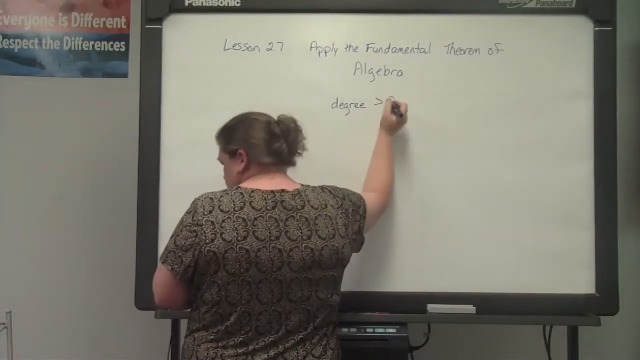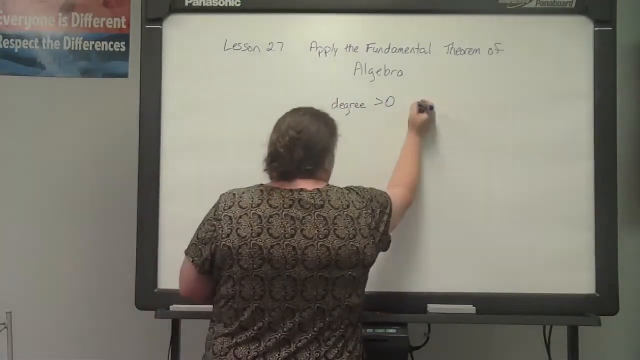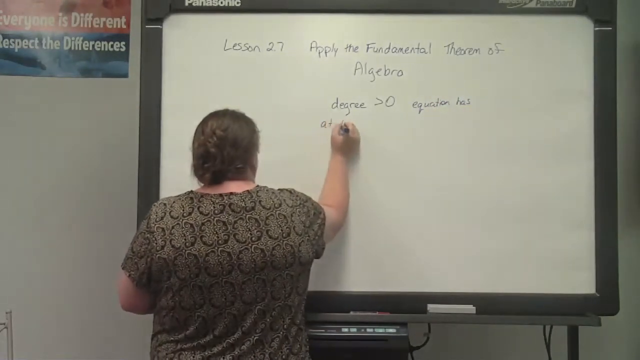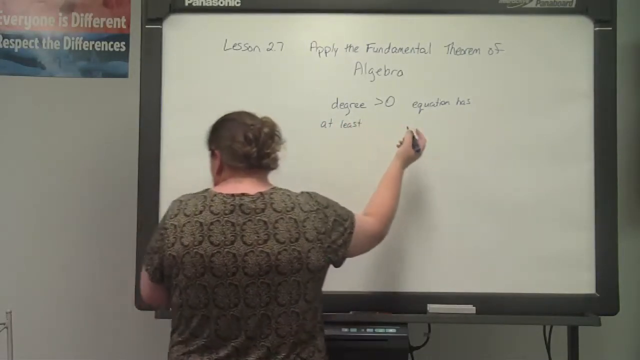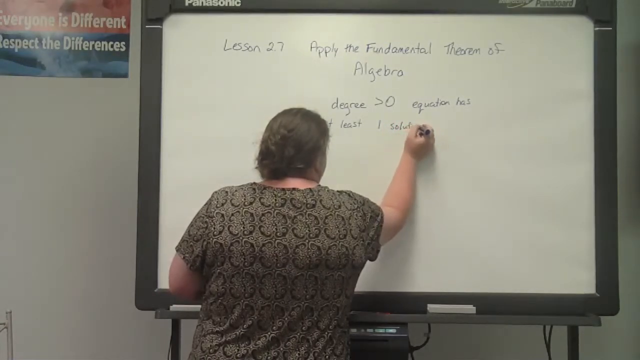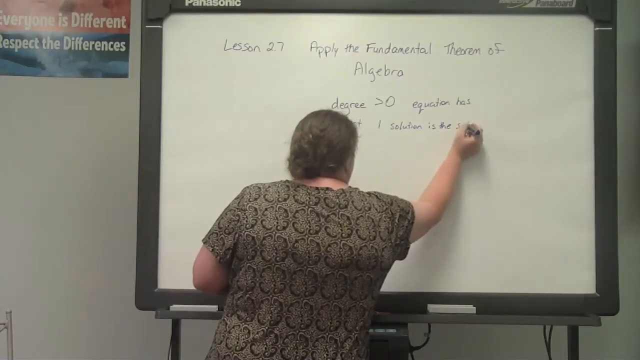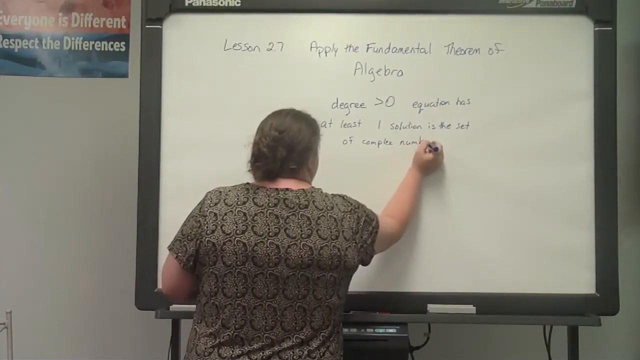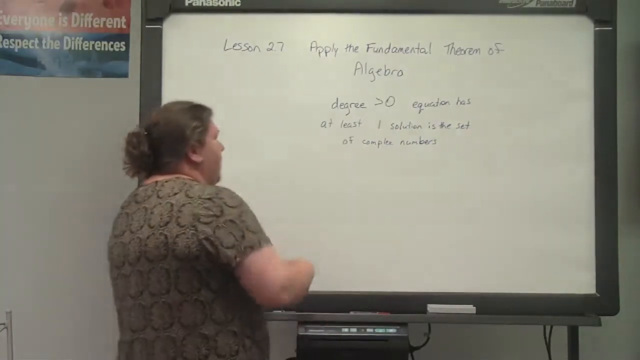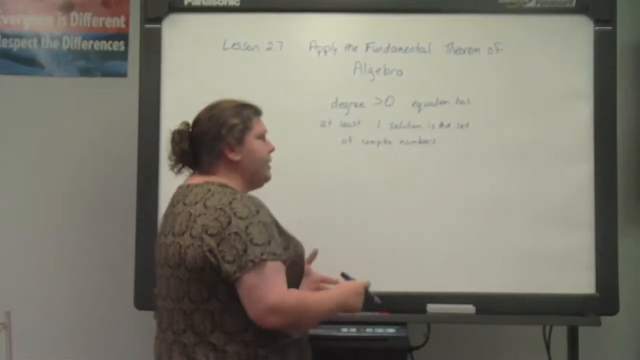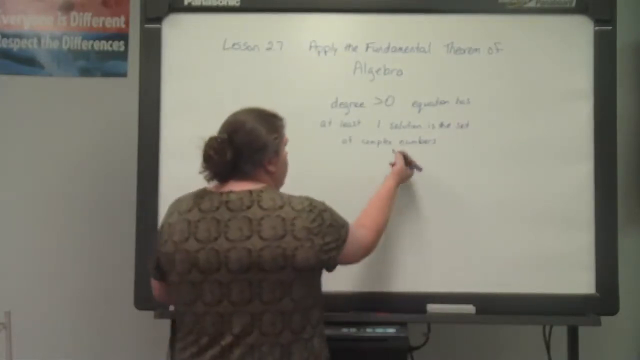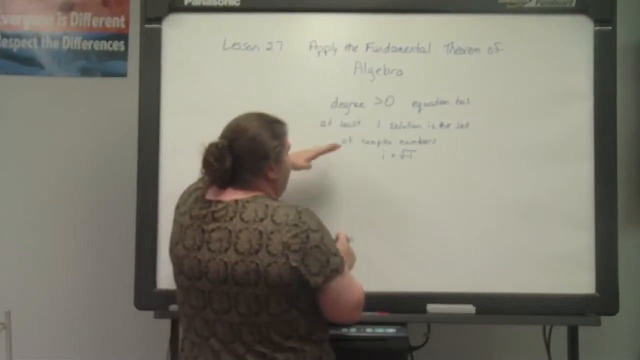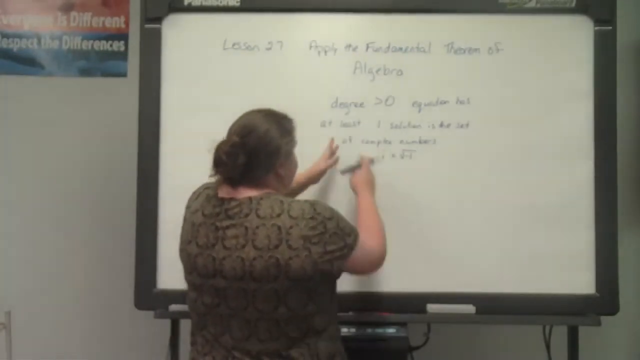if the degree is greater than 0, the equation has at least one solution in the set of complex numbers. Alright, that brings back when we talk about complex numbers. A complex number has to do with i, which is actually equal to the square root of negative 1. So at least one solution will be in the set of complex numbers.